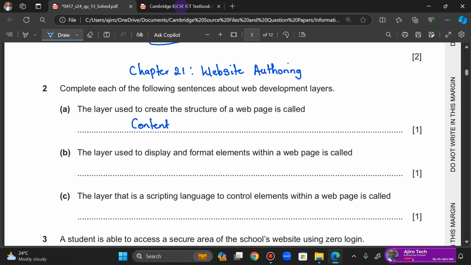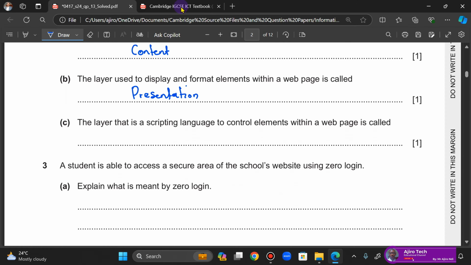The layer used to display and format element within a web page is called what? The presentation. Okay. The layer that is a scripting language to control element within a web page is what? Behavior.